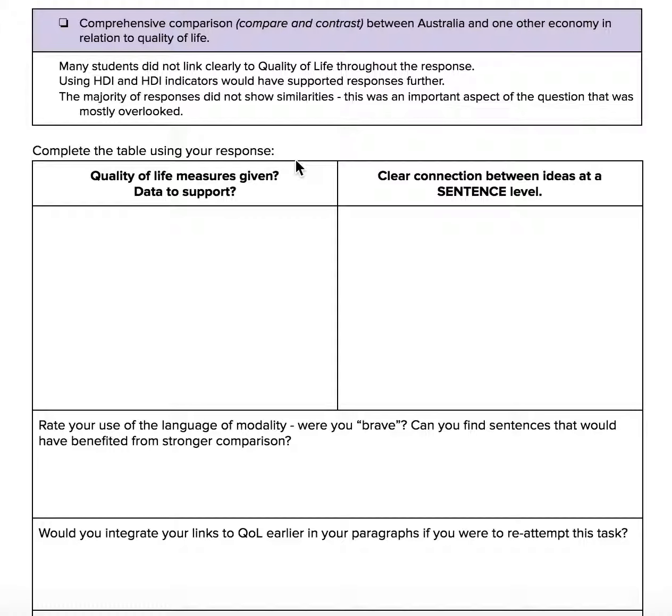So maybe start the paragraph with quality of life. Have quality of life or these HDI indicators throughout the response, not just at the end of the paragraph with a simple sentence. Many responses did not show any similarities. Okay, it is important that you try and address some similarities. Yes, Australia is fairly different to the 3 economies that you had to choose from, but there is some overlap, okay, and many responses did not address this at all.